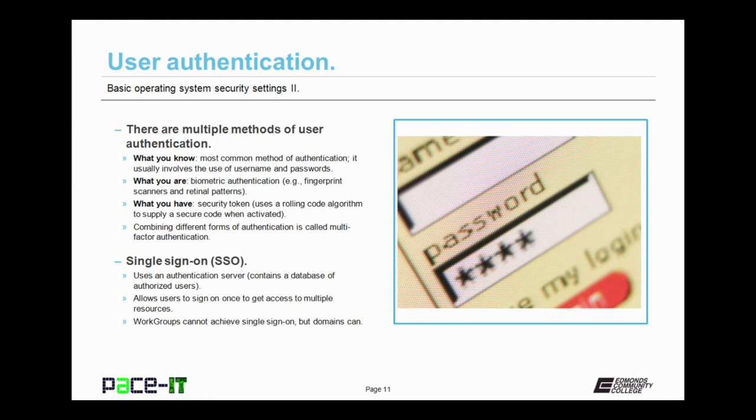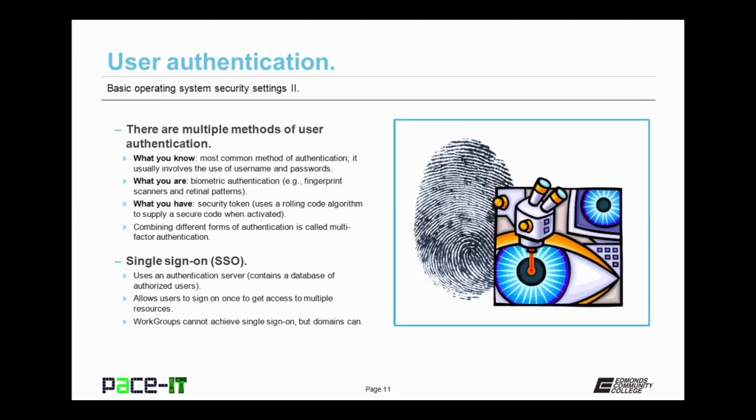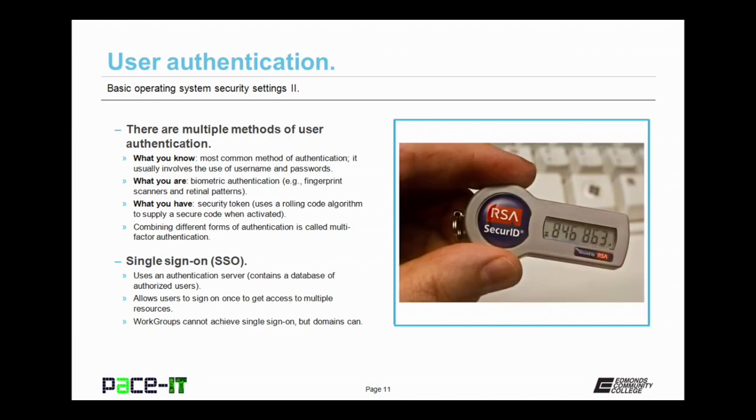Now there are three main ways of authentication. The first one is what you know, which is the most common and the one that we're most used to. This is the use of usernames and passwords. You know those. The next method is what you are. That would be biometric authentication: fingerprint scanners, retinal patterns, voice recognition, and so on and so forth. Those are all authentication by what you are. The last method is what you have. That would be like a security token, which uses a rolling code algorithm to supply a secure code.